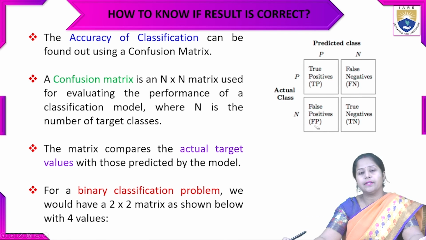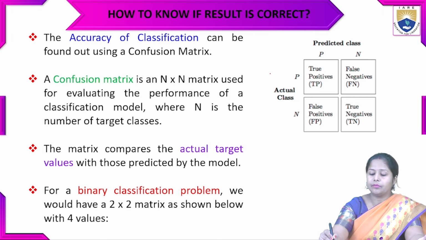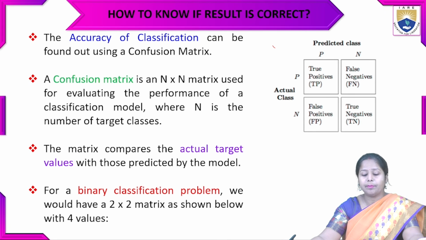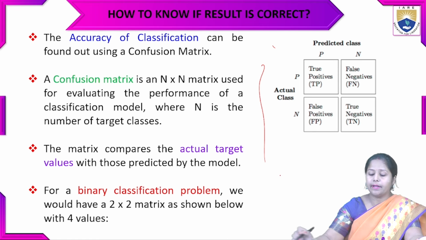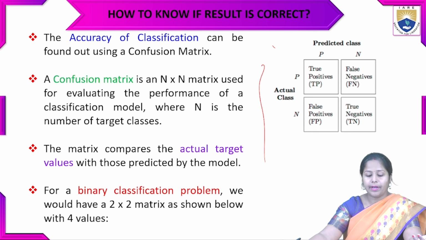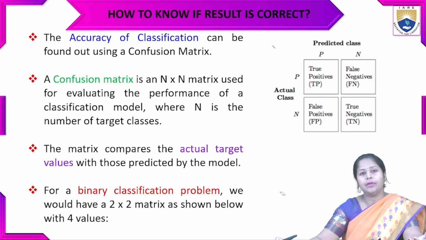That is the confusion matrix based on binary classification. If two classes are there, then the confusion matrix will work. The confusion matrix is an n by n matrix used for evaluating the performance of a classification model, where n is the number of target classes.